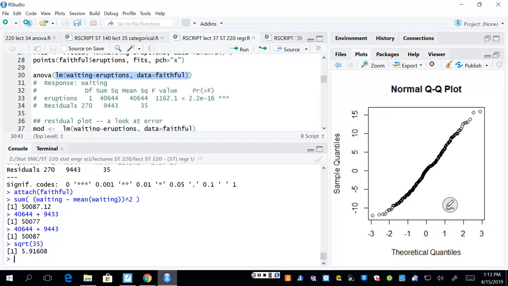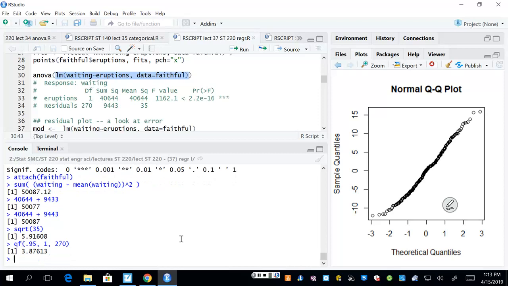The quantile we'd be concerned with for testing whether the slope is 0 or not comes from an F command. The 95th percentile for an F when there's 1 and 270 degrees of freedom is 3.88. And we're at 1100. Completely off, but that's not surprising. We saw a very strong pattern.